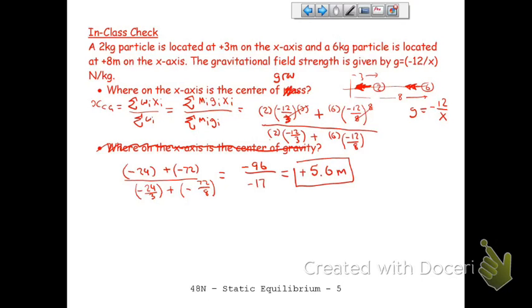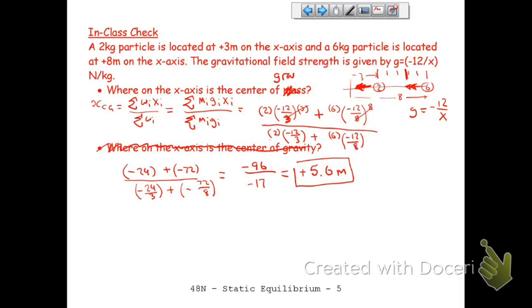Does that make sense? We've got to be between the 3 and the 8. It's interesting, it's 5.6, so that's 3, 4, 5, 6, 7, 8. And we're at about 5.6, so we're kind of there, okay?